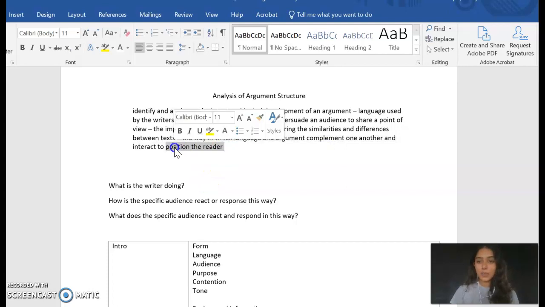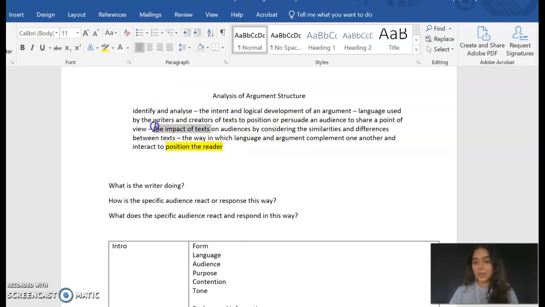So you can see in this one dot point, we're looking at the impact of text and language and argument on readers. It says it like 3 times in this one dot point. How is the audience positioned to feel? And it says it here as well. Position the reader, impact of text on audiences, positioning the audience. So basically, the task is how is language and argument used to position the audience?